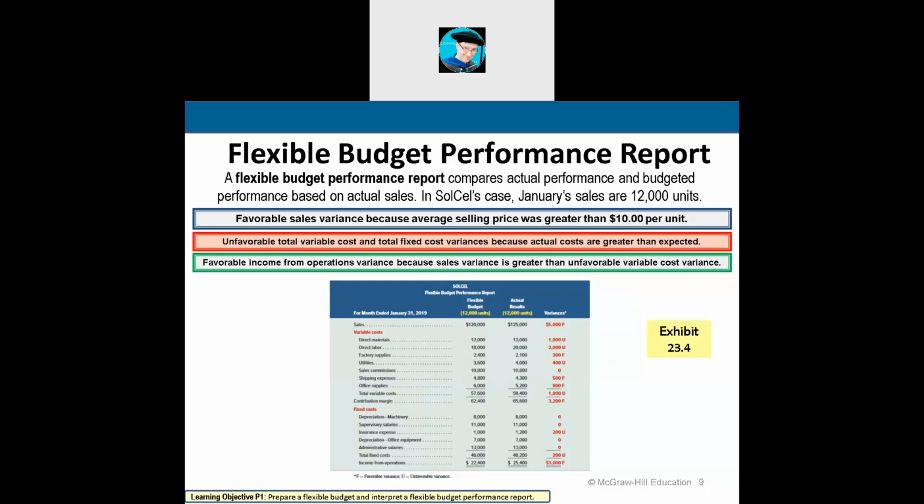My fixed costs, most of them were the same, except I had an employee file a claim with my insurance. So the actual results came in higher than the budgeted amount by $200. But all in all, contribution margin minus your fixed costs equals your income from operations. My income from operations was higher by $3,000. That's favorable. That means I brought in more than I had planned.